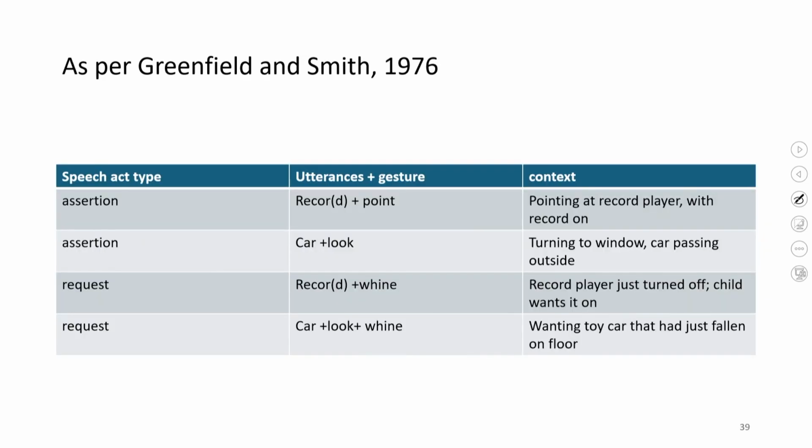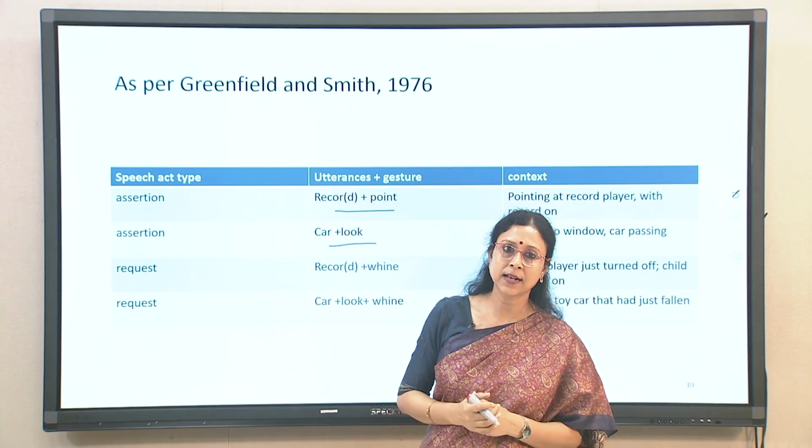As for Greenfield and Smith 1976, this is how they categorized the different kinds of speech acts with respect to different kinds of gesture as well as simple words. Assertion, utterance: record plus point. The meaning context was pointing at a record player with a record on. Assertion again: the car, and then looking at the car, turning to the window, a car passing outside. So this is an assertion that is a car, and then looking at it. This is taken as an assertion, the assertive speech act.